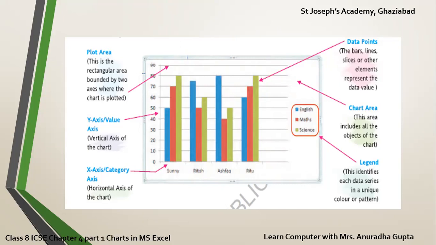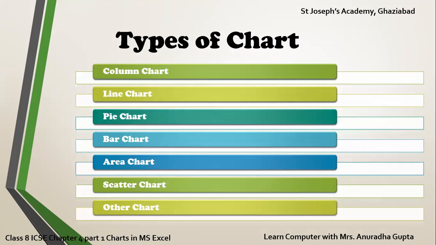Let's move to the third topic of the video, and that is types of chart. MS Excel provides 7 different types of charts. Let's learn their names first. Column chart, line chart, pie chart, bar chart, area chart, scatter chart, other chart. Now, with their names, we will learn these types of charts in detail.